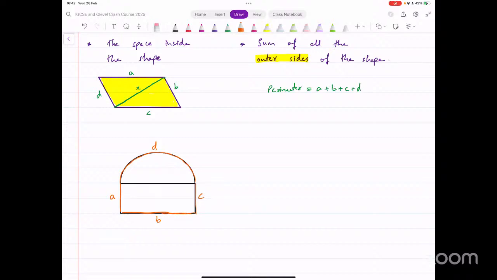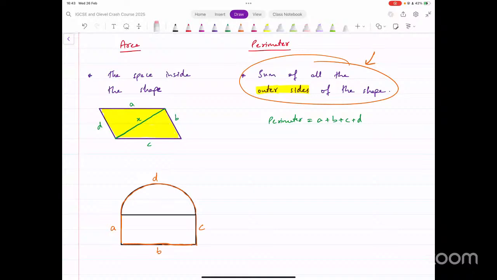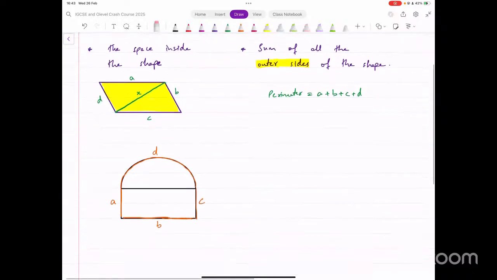The outer sides. Now we will not be memorizing any standard formula for this, because this is a random shape. There can be infinitely many shapes like this, so we can't remember the formula for each one of them. So you'll just remember the definition of perimeter, that for finding perimeter, you just add all of the outer sides of the shape, right? The outer sides of the shape, just add all of them.